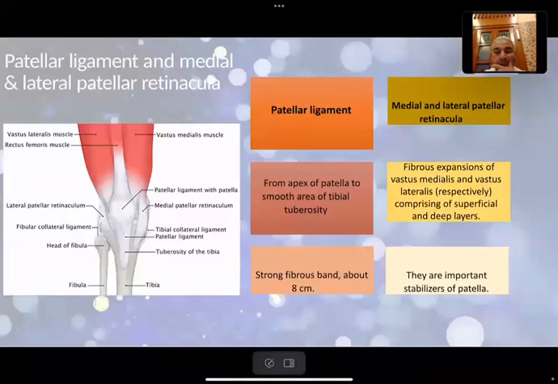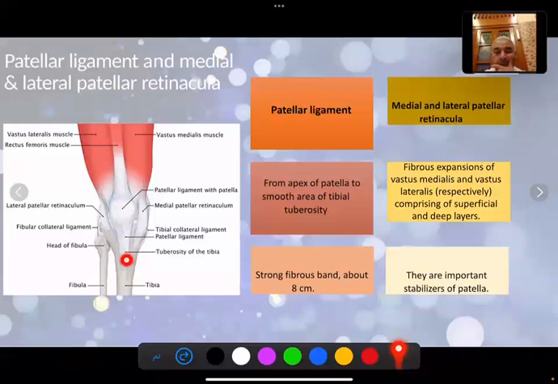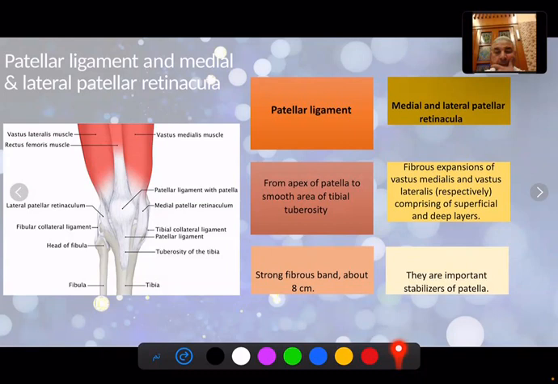The patellar ligament and the medial and lateral patellar retinacula. The patellar ligament is a strong fibrous band, about 8 cm, extending from the patellar apex to the tibial tuberosity. The medial and lateral patellar retinacula are fibrous expansions of vastus medialis and vastus lateralis, comprising superficial and deep layers. This is the medial patellar retinaculum and lateral patellar retinaculum.